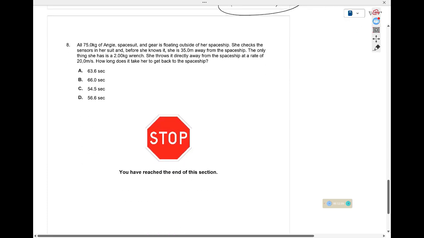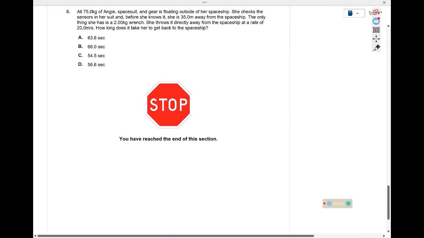Anyway, okay, and this was a toughie too. So all 75 kilograms of Angie's spacesuit and gear is floating outside of her spaceship. So here's Angie. She's going, woo, floaty, floaty.